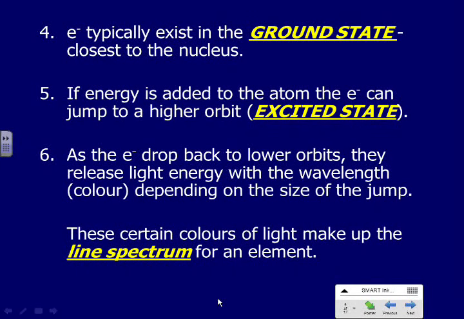You might ask, what happens if it falls down to the one? If it falls down to the one, the jump is so big, it gives off ultraviolet light that we can't see because the jump is so big, it's a higher energy value. So for each different size jump, we get a different color.